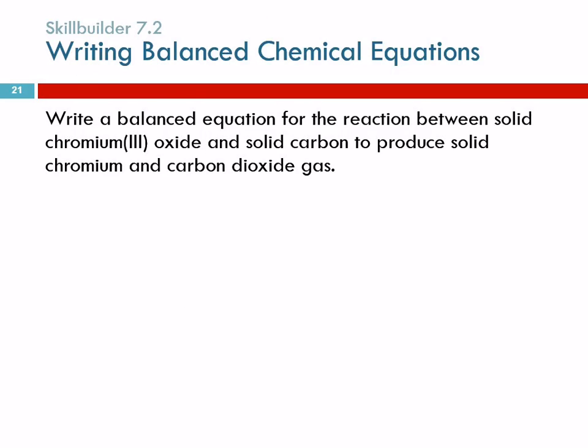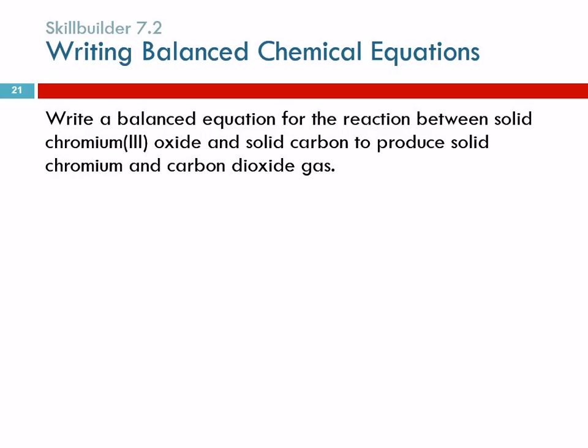Write a balanced equation for the reaction between solid chromium(III) oxide and solid carbon to produce solid chromium and carbon dioxide gas. They want us to include the state symbols because they're telling us the state. A lot of these things I would not expect you to know whether it's a solid, liquid, or a gas. A temperature is not specified. If no temperature is specified, we assume that it's at room temperature.